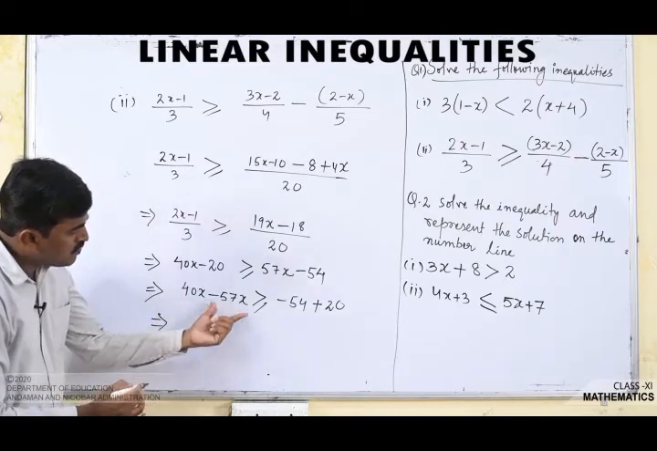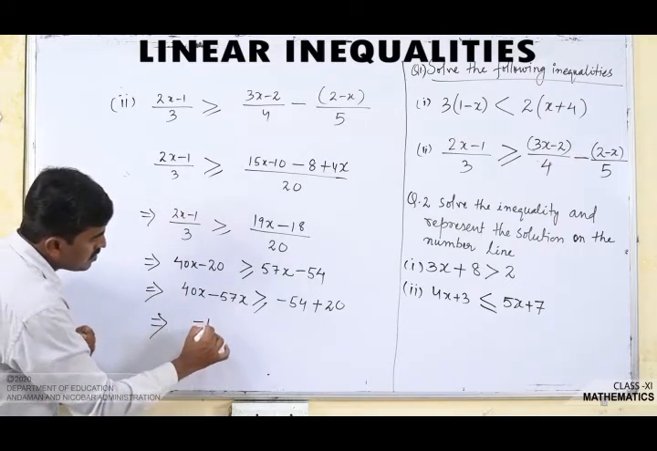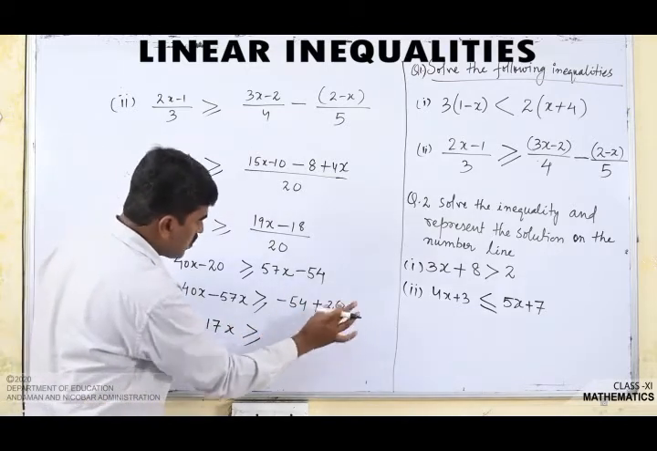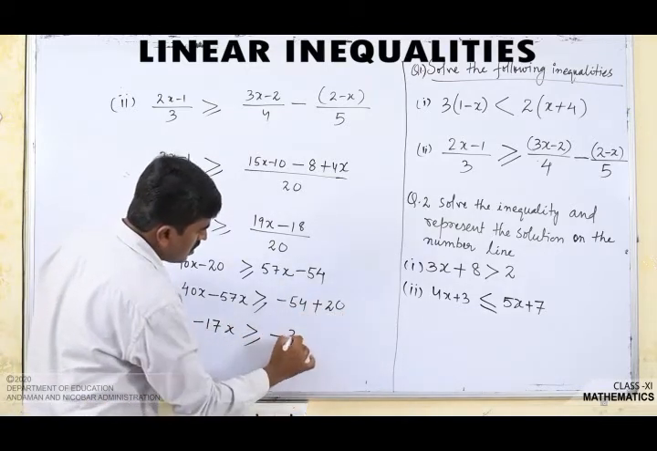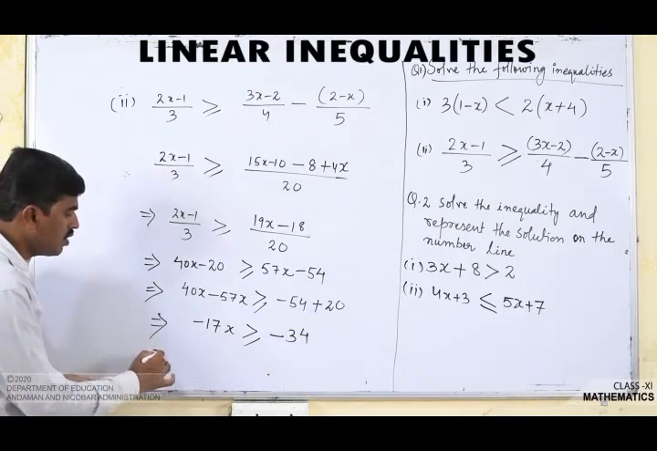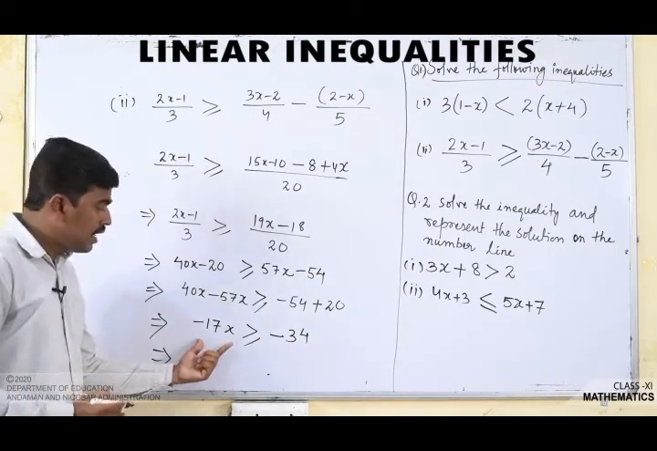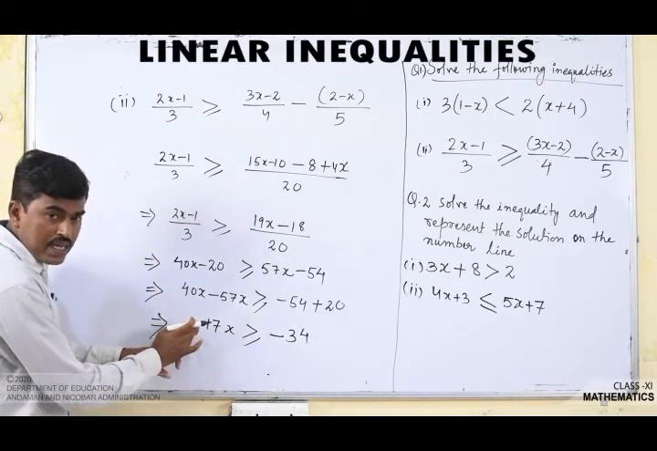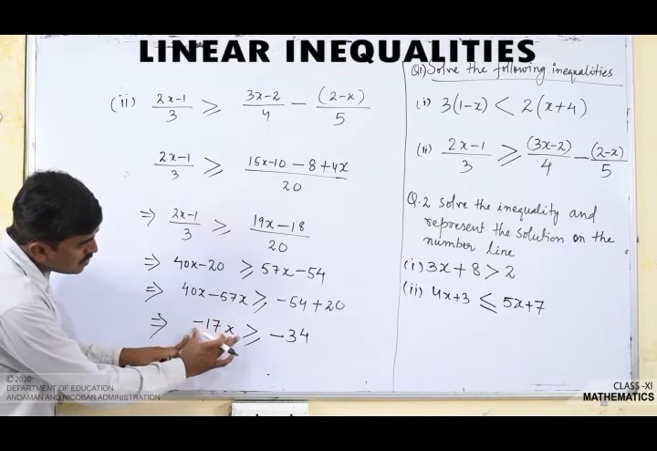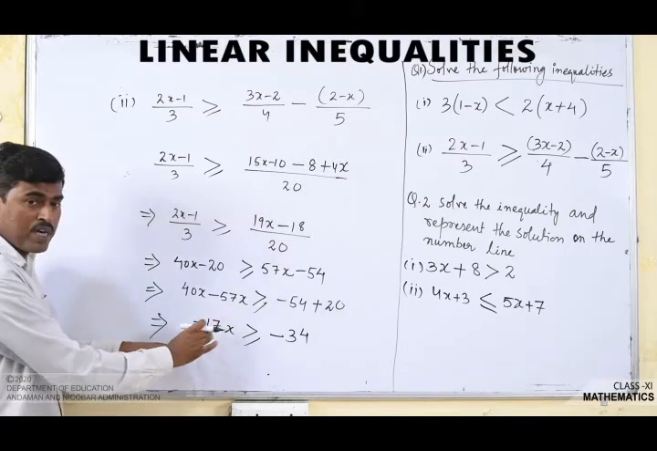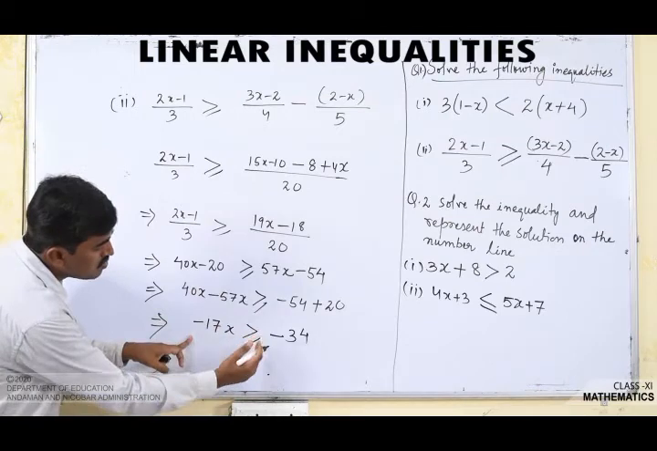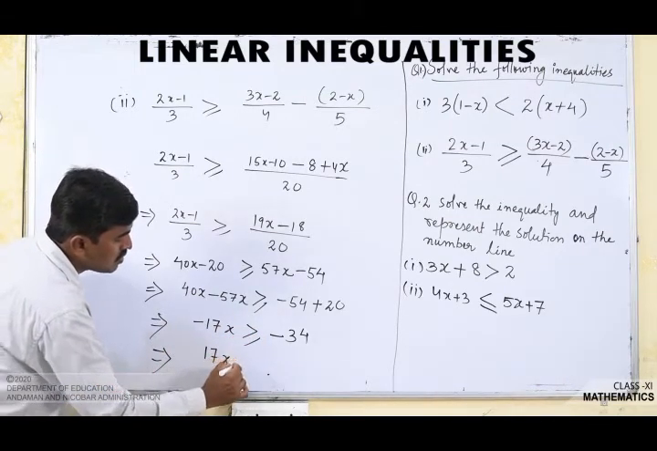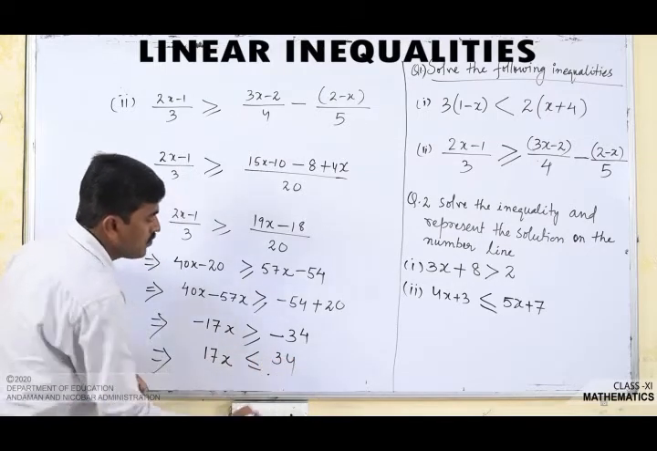So what is 40x − 57x? That is −17x. ≥ −54 + 20, that is −34. Now again in the LHS minus sign is there, so we have to change the sign to be positive. In the LHS we have to get the positive sign, so we have to multiply with the minus 1. So just reverse the symbol of this inequality and change the sign, that is 17x ≤ 34.